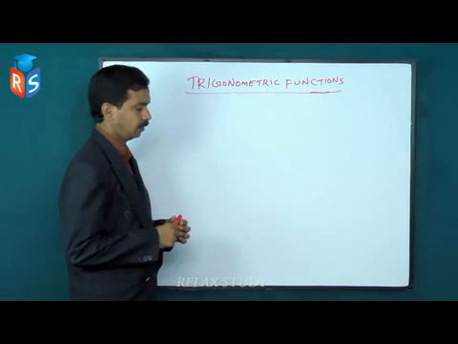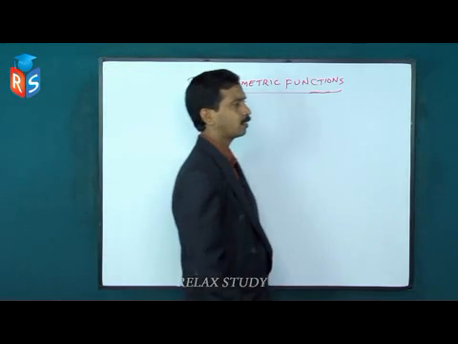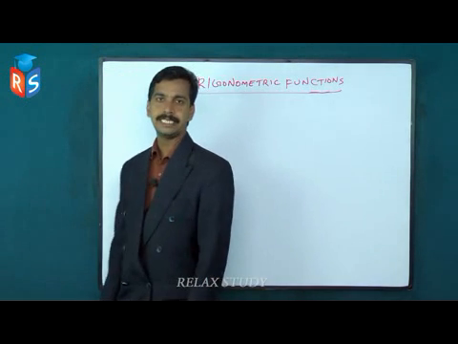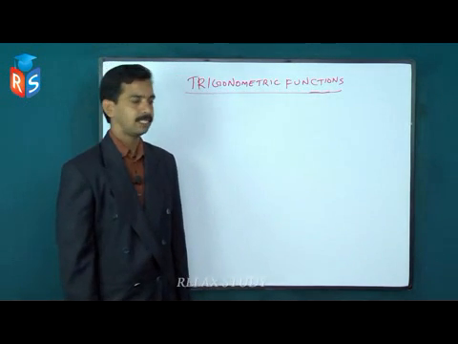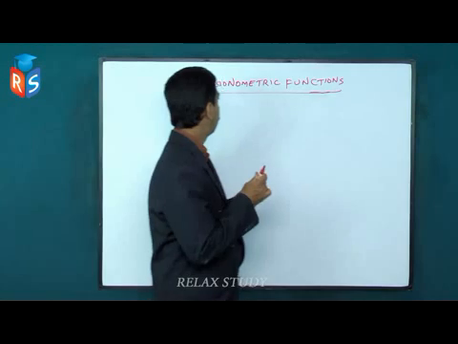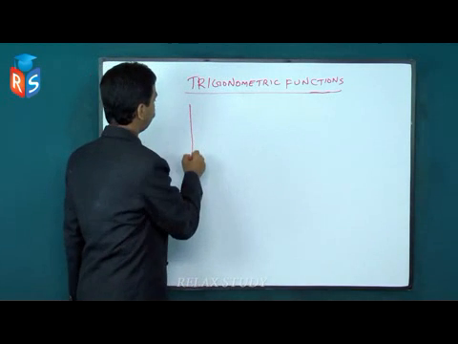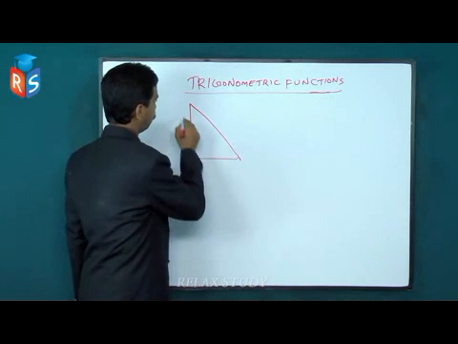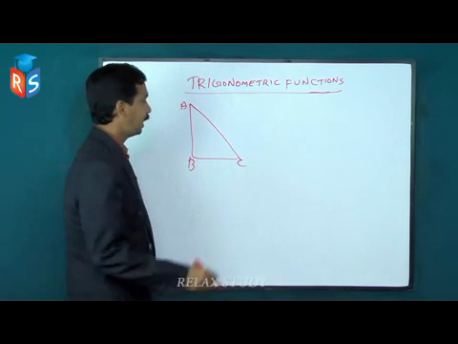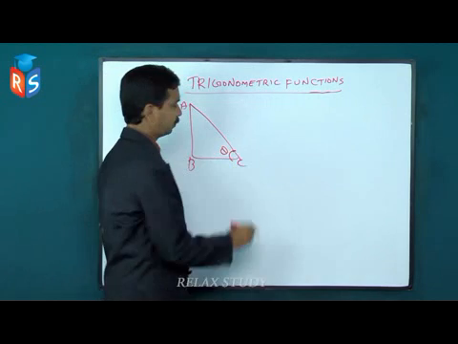Trigonometric functions. The main trigonometric ratios are sin theta, cos theta, tan theta, cosec theta, sec theta and cot theta. Trigonometric ratios are mainly defined on a right triangle. Consider a right triangle ABC. I am taking an acute angle theta.